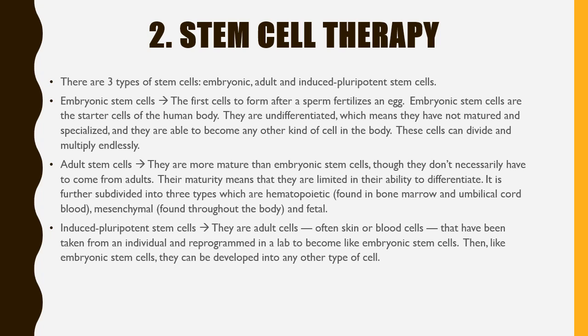Next, adult stem cells. They are more mature than the embryonic ones, and they have limited ability to differentiate. They are then further subdivided into hematopoietic, mesenchymal, and fetal stem cells, which I'm sure we're all familiar with. And lastly, induced pluripotent stem cells. They are actually adult cells, but they are taken from an individual and then reprogrammed in a lab to become like embryonic stem cells. Hence, they have the capability to function just like an embryonic stem cell.